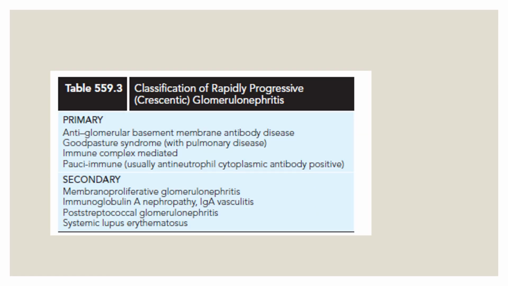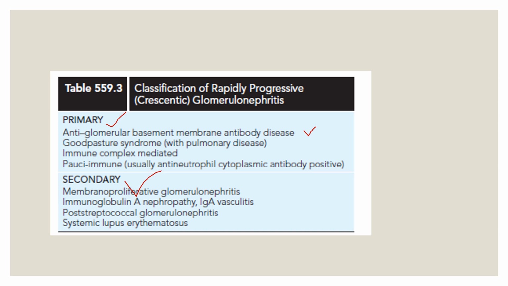Now, RPGN, as I mentioned, it is classified. It can be classified into primary and secondary, and it can be classified into type 1, 2, 3, 4. We'll just see that. Primary is anti-GBM antibody disease. So, anti-GBM is actually sometimes classified as a subclass of RPGN. It can be anti-GBM, which is called Goodpasture with pulmonary hemorrhage as well.